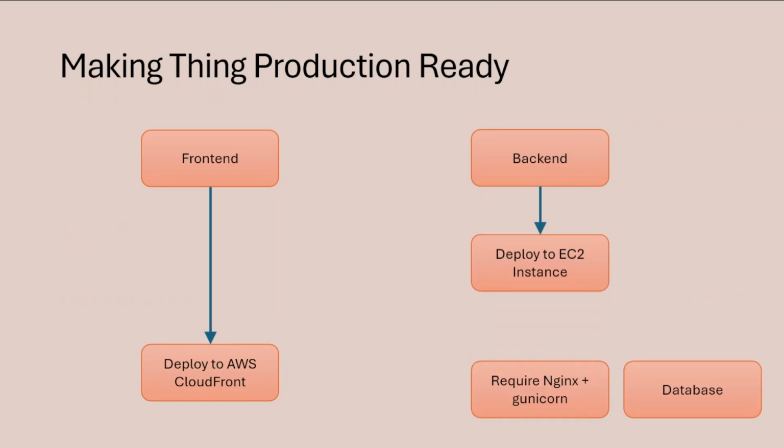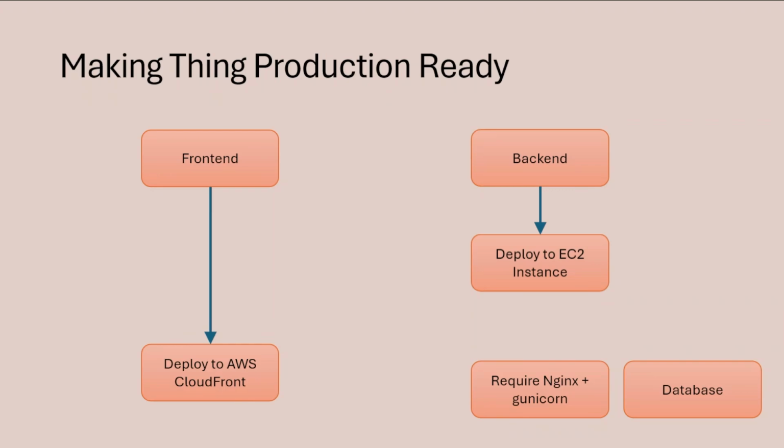Basically, a server within our server machine. So we would require something like Apache or Nginx and Unicorn. And we also require a database from where we would be fetching data. So this is the basic path we are going to follow when we are making things production ready and when we will deploy it to production.